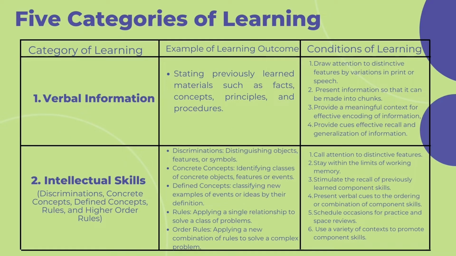Here are the 5 categories of learning. First, let's talk about verbal information. So, an example of a learning outcome: stating previously learned materials such as facts, concepts, principles, and procedures.